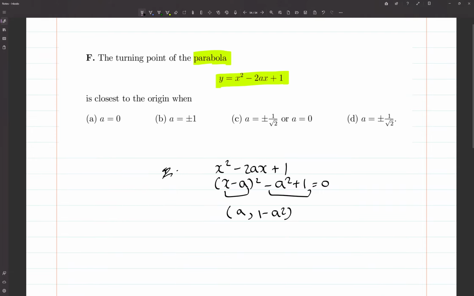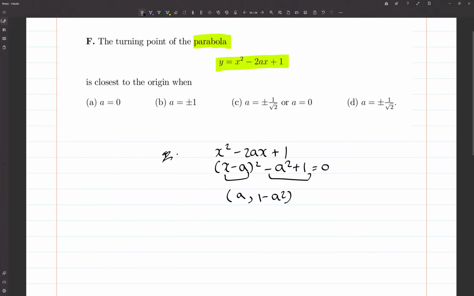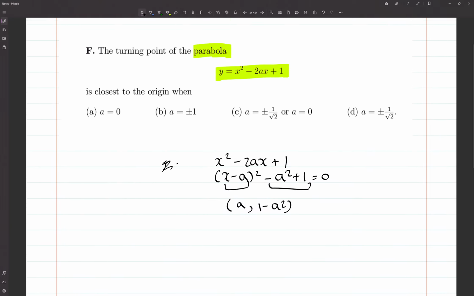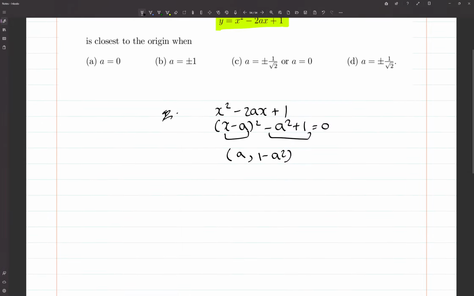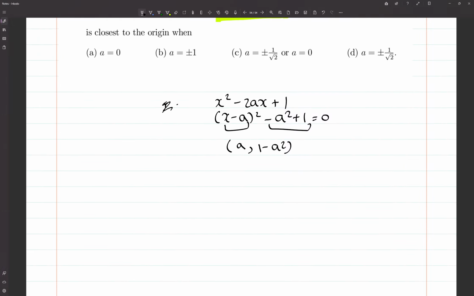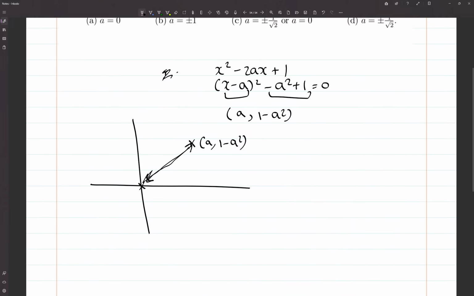And now you're going, okay, I want the distance to the origin to be as small as possible, right? So you can just use Pythagoras. If you have a graph, for example, you have the origin over here and the point (a, 1 minus a squared) on the curve here. You're trying to minimize this distance. And the word minimize should give you a hint to differentiate or complete the square again. So we can use Pythagoras here. This part is going to be a, this part is going to be 1 minus a squared.